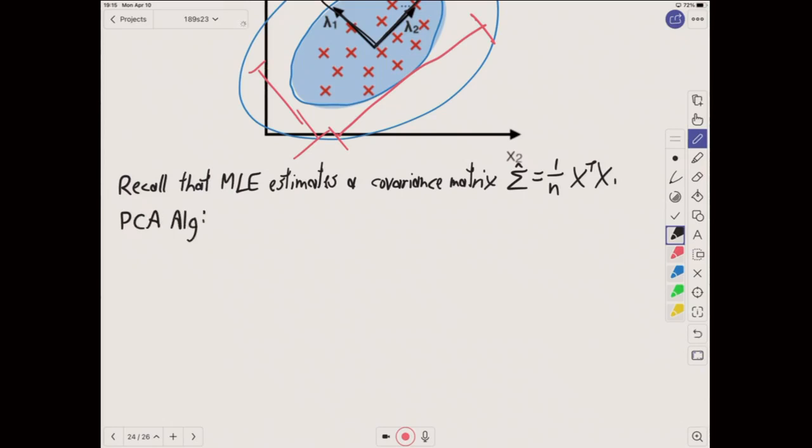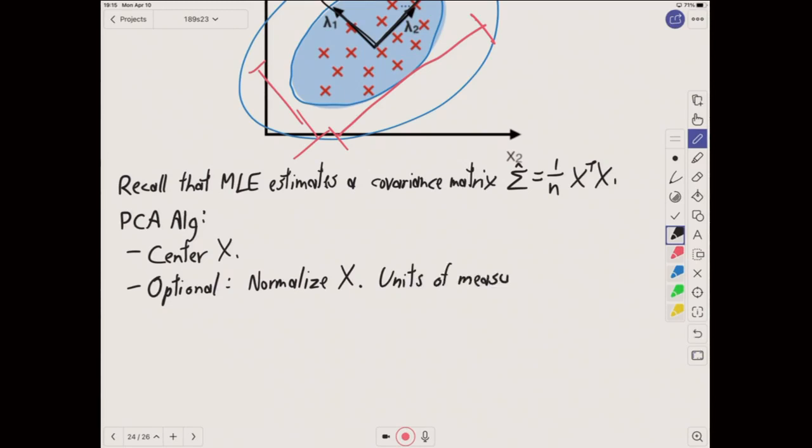Here is the PCA algorithm. First step, center X. Next step, this is an optional step, but you might want to normalize your data. Now, the rules of thumb for whether you should normalize or not are the same as they have been for other things we've studied earlier in the semester, like SVMs. The most important consideration is, do you have features that are in different units of measurement?